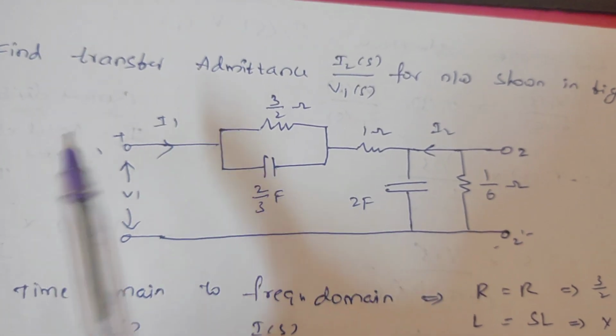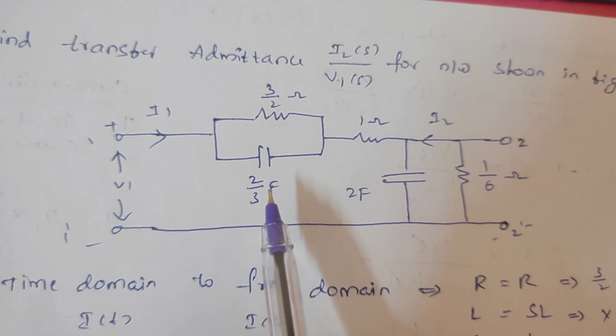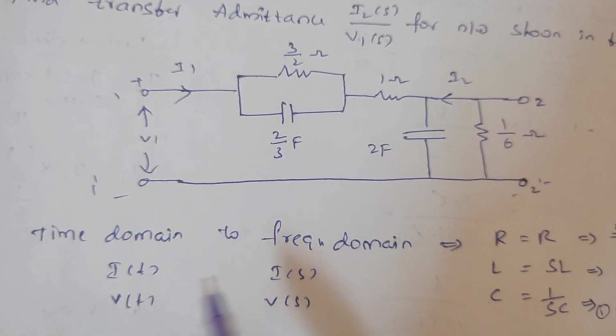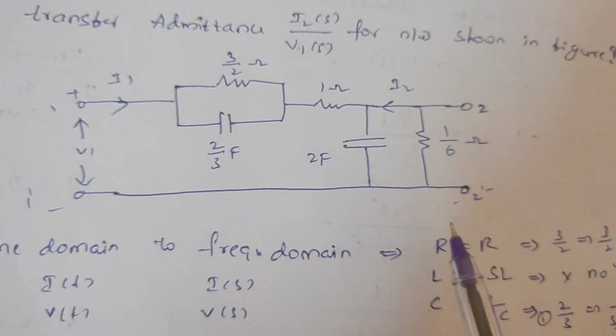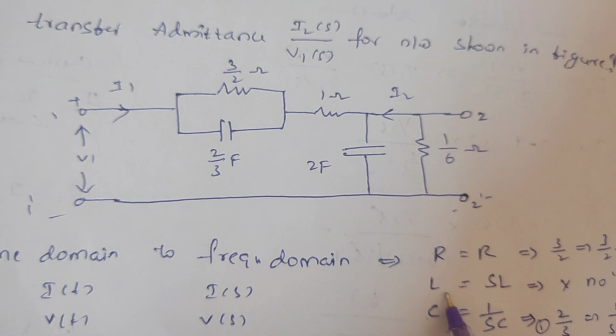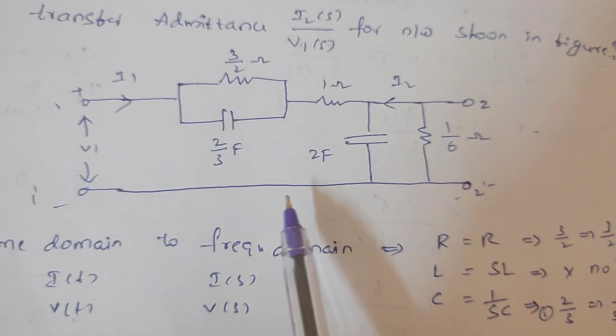To find the transfer admittance or impedance values, first of all we have to transform this network, that is, convert the time domain to the frequency domain. i(t) becomes I(s), v(t) becomes V(s), and the resistor values remain simply resistor values. If there is any inductor value, it becomes sL. Here we don't have any inductor values.